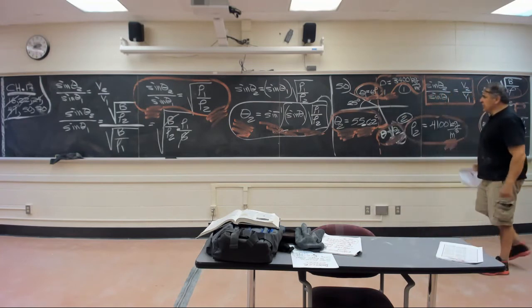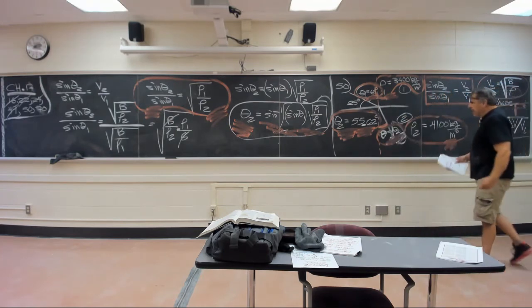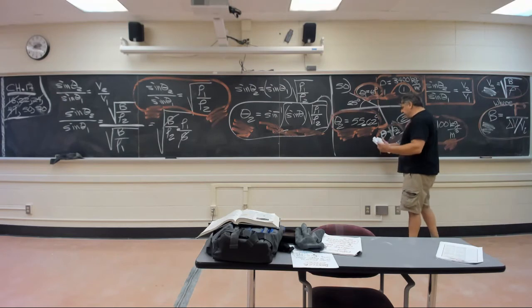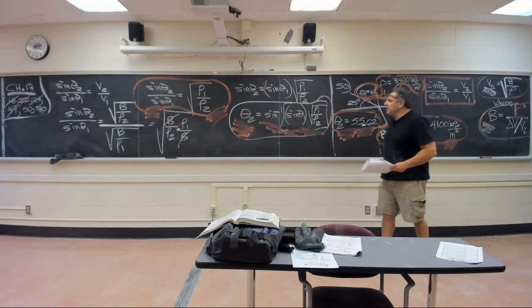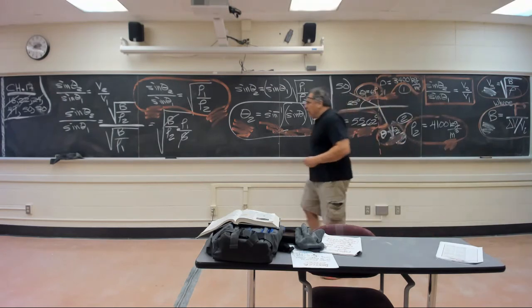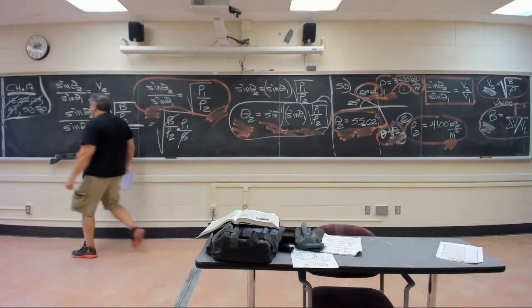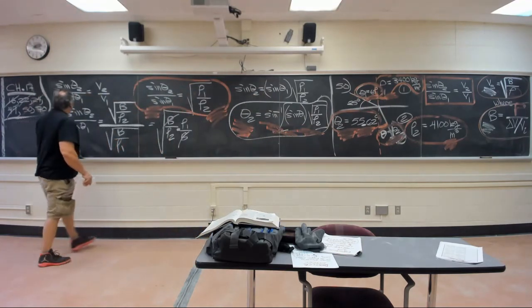So theta sub 2 is 55.62 degrees. 55.62 degrees, 56 degrees to two significant figures, if they're going to ask you to do that. Okay? All right, that was 50. Let's look at 70.